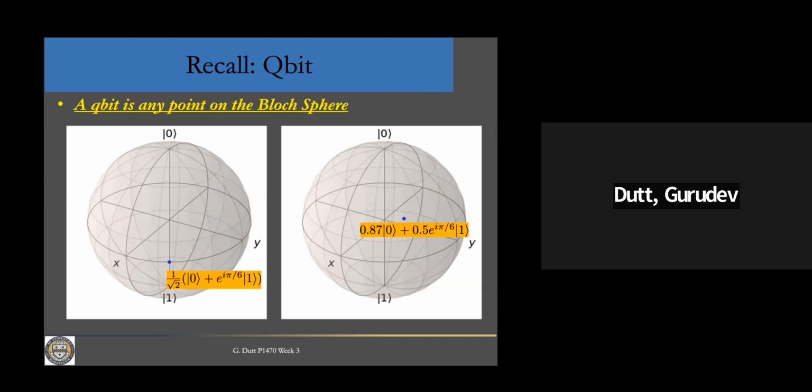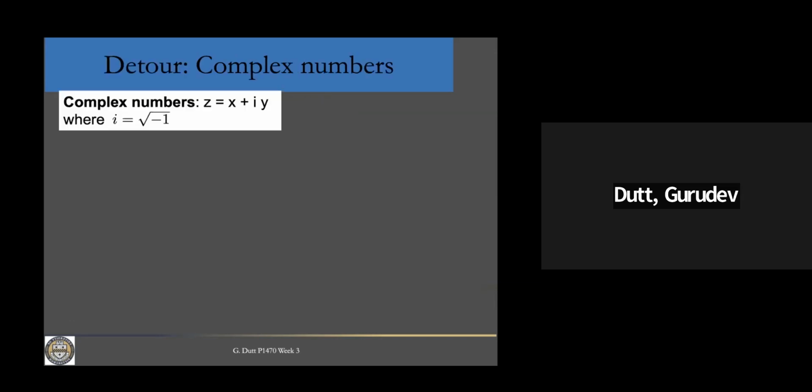And all of these we will see how to map, so how to take a state that looks like that and convert it to a point on the Bloch sphere. We will see that today.